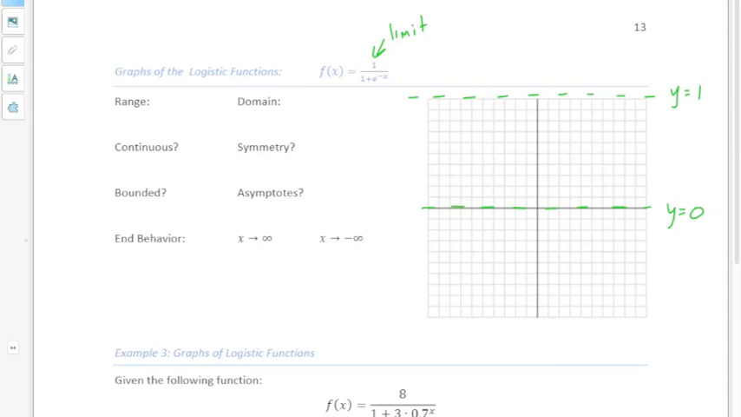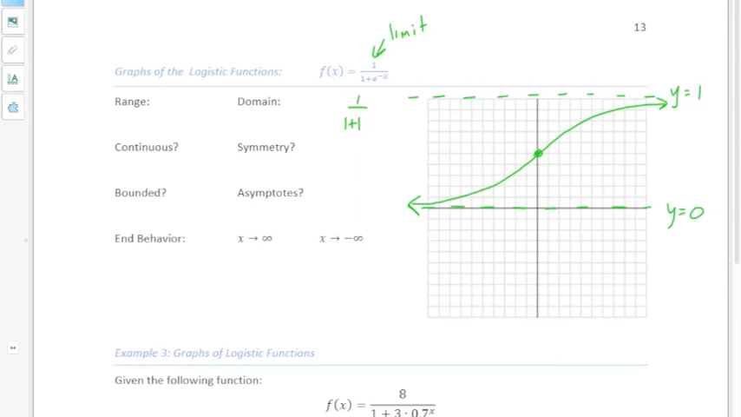And if I let x equal 0, this is going to be 1 over 1 plus e to the 0, so 1 over 2. So the y-intercept is going to be right here, and this graph kind of goes like this. I'm going to confirm that that's what it looks like with you when we start filling out this end behavior business over here.